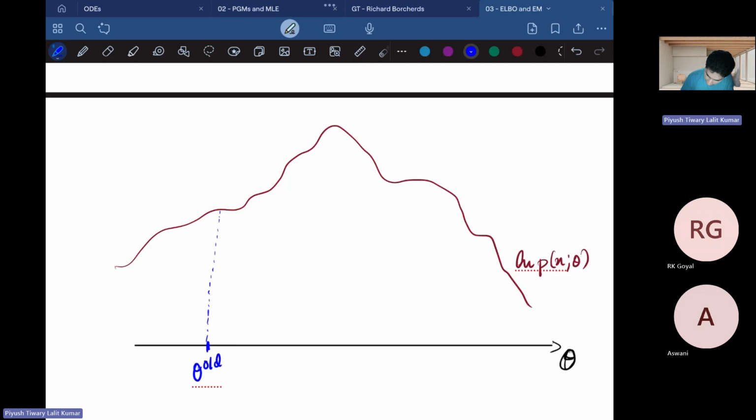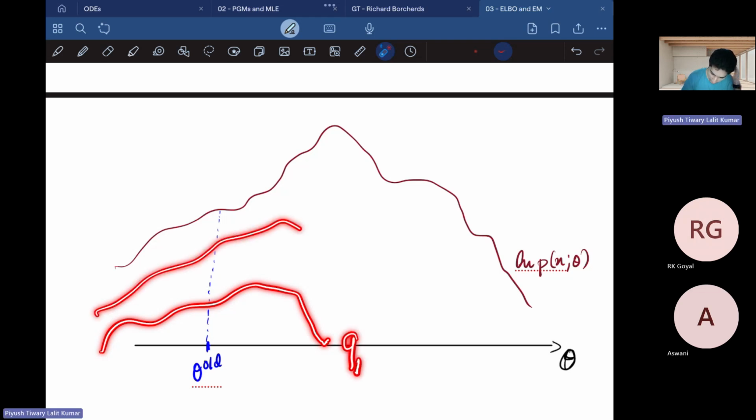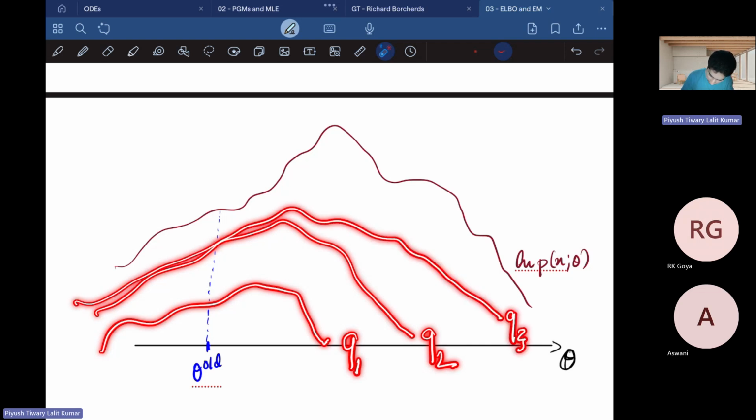And since the ELBO is always less than the log likelihood, there can be different ones. There could be something like this. This could be one function representing the ELBO for one q1, right? So let's say this is q1. There could be another ELBO, something like this. This is q2. There can be some other ELBO, something like q3, and something like this, q4. Is that fine? Corresponding to different q, there will be different ELBOs.